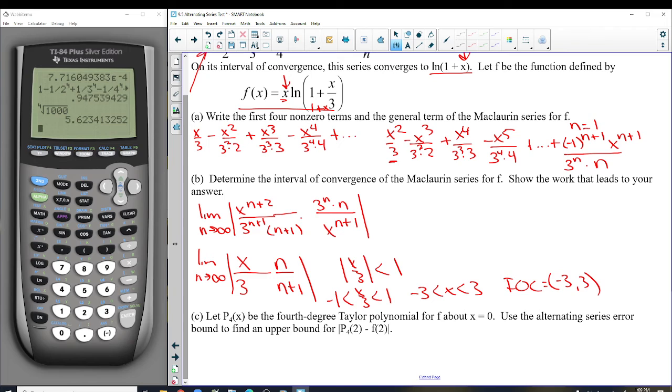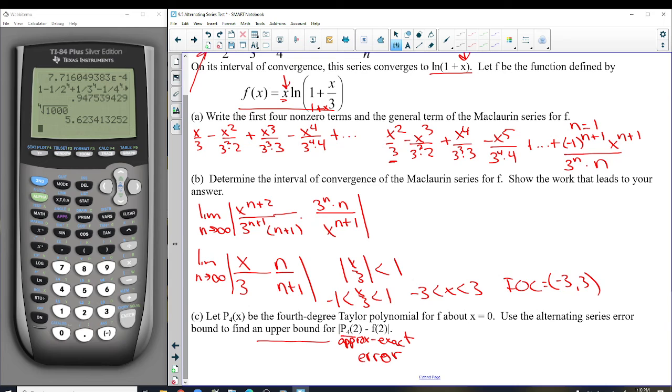Let p sub 4 of x be the fourth degree Taylor polynomial for f about x equals 0. Use the alternating series error bound to find an upper bound for p sub 4 of 2 minus f of 2, which is approximation minus the exact. So really, they probably even use the word error. Actually, yeah, the series error, which is also called the upper bound. What's the highest error you could possibly have?